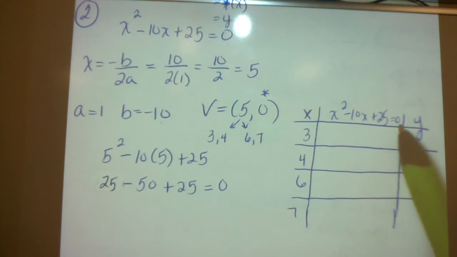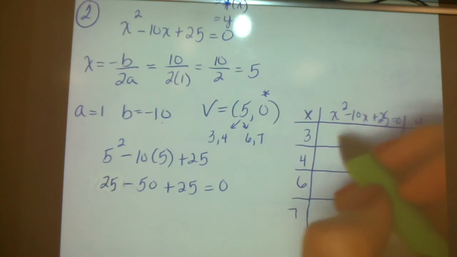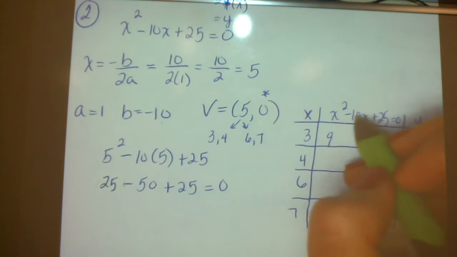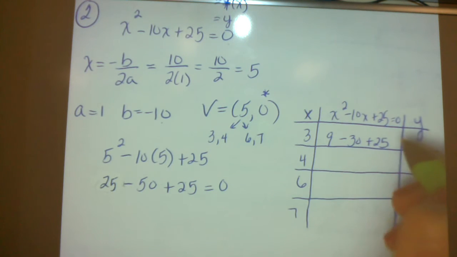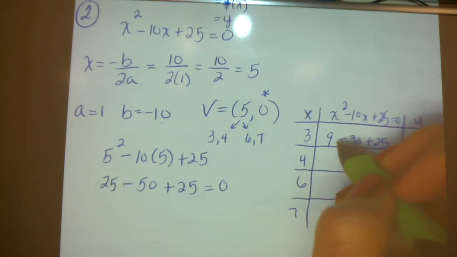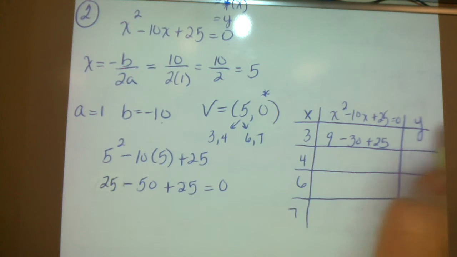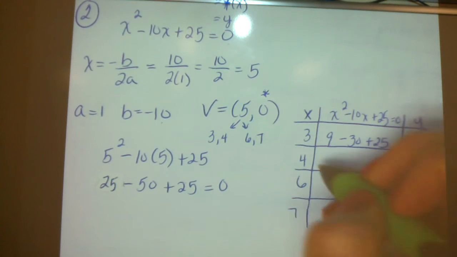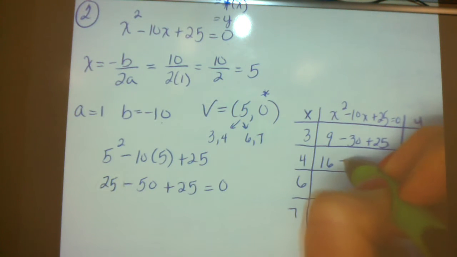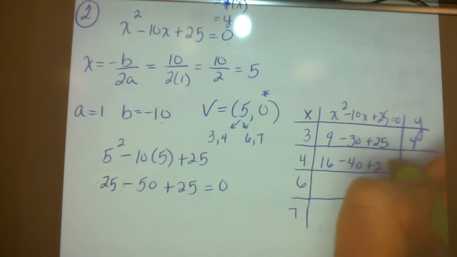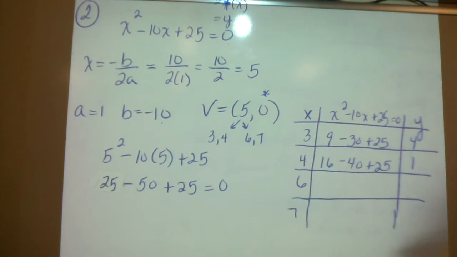Remember, this equals 0 is the same thing as equals y. So I'm going to take those numbers and I'm going to substitute in for x. 3 squared is 9. Negative 10 times 3 is negative 30 plus 25. Let's do the math. This is giving us 4. 4 squared is 16. Negative 10 times 4 is negative 40 plus 25. Let's do the math on that. 1.